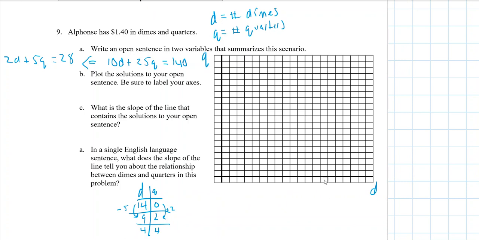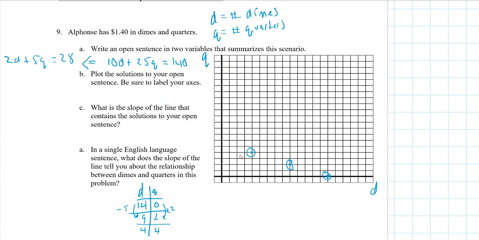So if we call that the D axis, 1, 2, 3, 4, 5, 6, 7, 8, 9, 10, 11, 12, 13, 14. There's 14, 0. We go down 5 dimes, up 2 quarters. 1, 2, 3, 4, 5 dimes, up 2 quarters. There are your 3 solutions. Again, don't connect them. That suggests that you have more solutions. Nobody's interested in fractional dimes and quarters. It's got to be whole numbers of dimes and quarters. So there it is. Again, don't connect them.